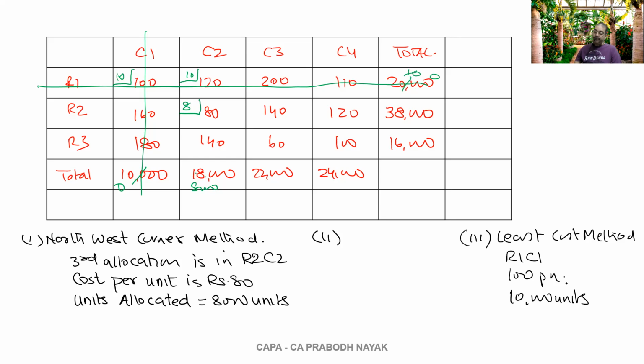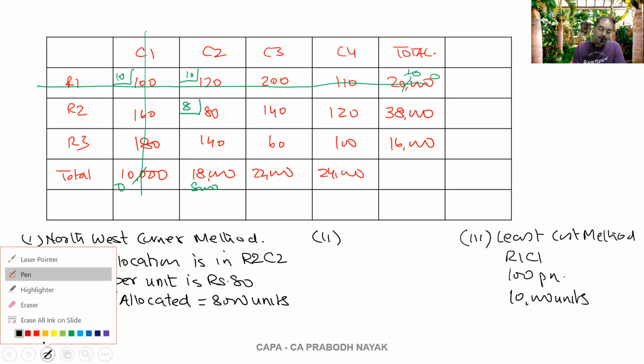Yes, anybody with the answer? Third allocation for VAM. You need not do tables again and again. You can do it in the same table. Don't waste time because you are not going to get marks for that. Straight away you have to solve the problem in the same figure.